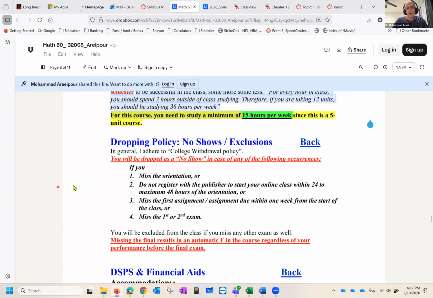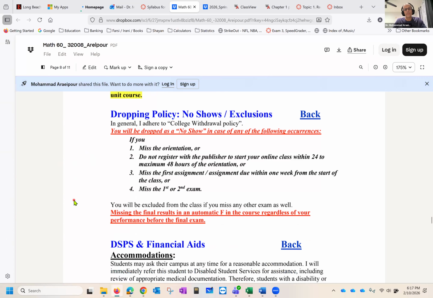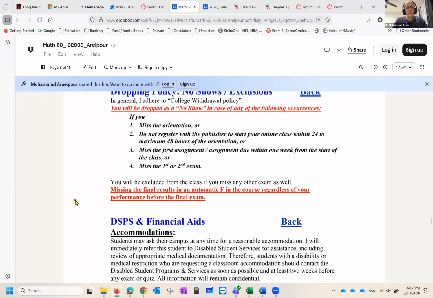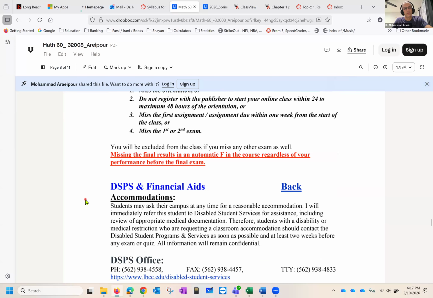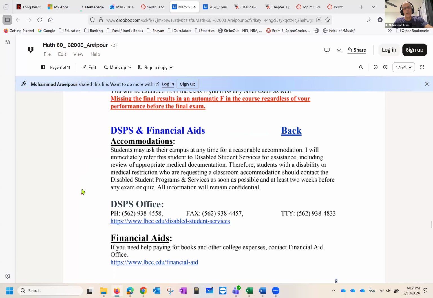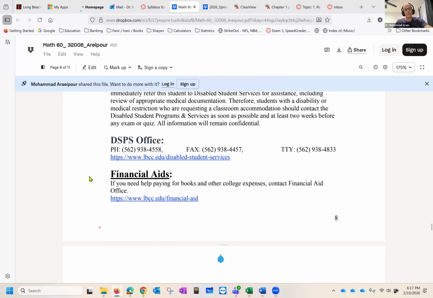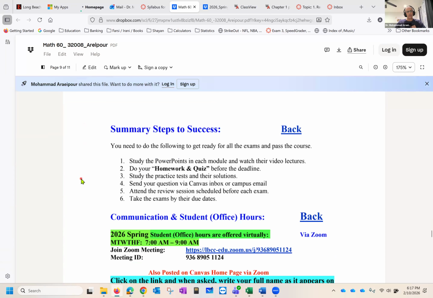Dropping policy, no show, and so forth. If you miss the first session, don't register with the publisher immediately, miss the first assignment of the first week, or miss the first or second exam, you will be dropped from the course. Then we have some important and helpful websites and information about DSPS, financial aid, and so on.